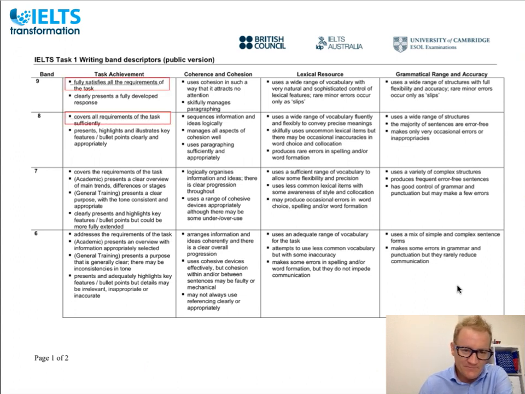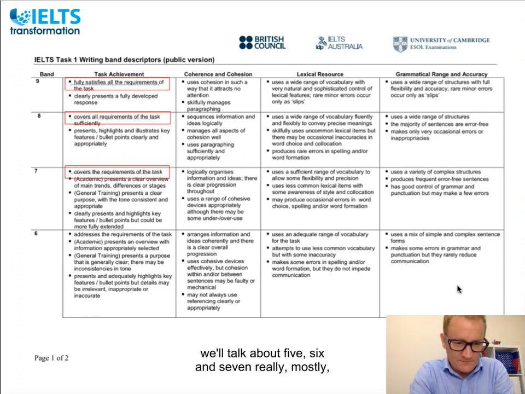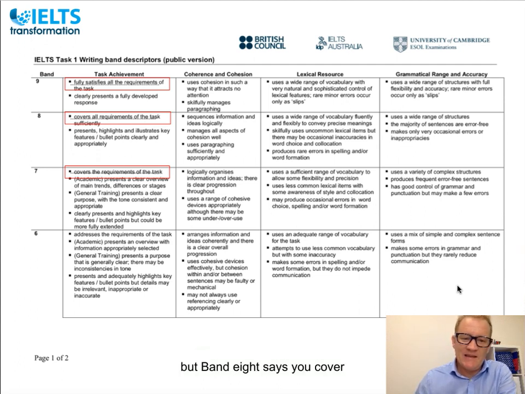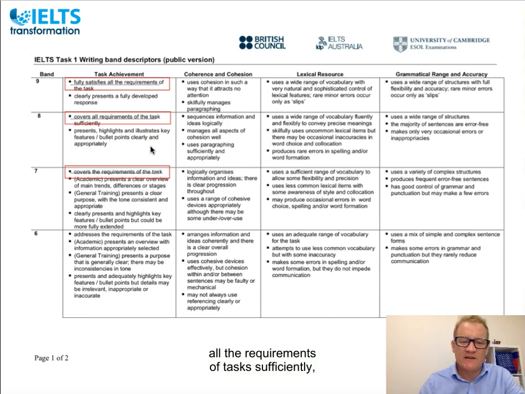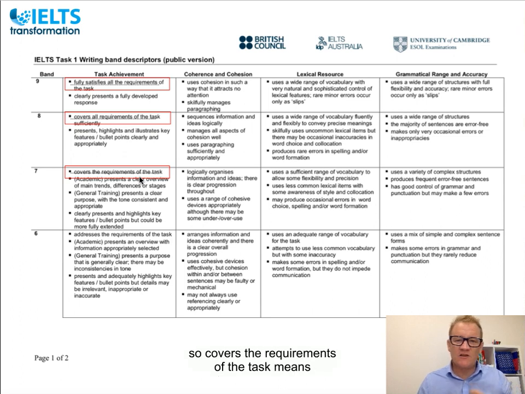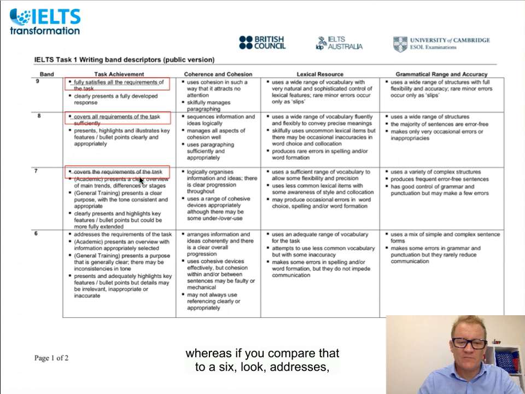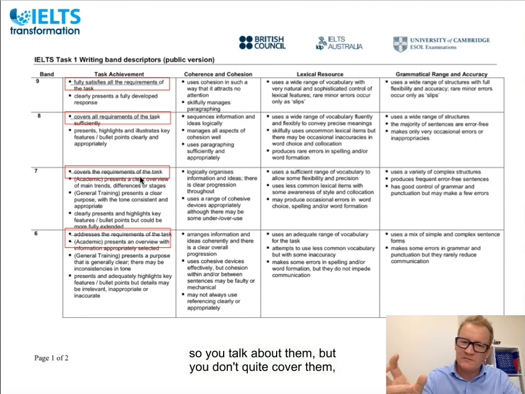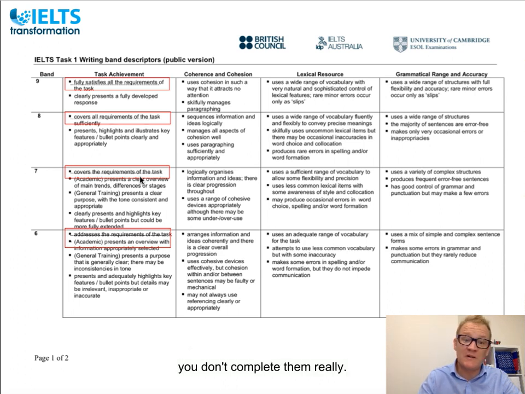So, as you can see here, we'll talk about 5, 6, and 7 mostly, but Band 8 says you cover all the requirements of the task sufficiently. 7 covers the requirements of the task. So covers the requirements of the task means that you do everything that the task requires. Whereas if you compare that to a 6, look, addresses. So you talk about them, but you don't quite cover them, you don't complete them really.